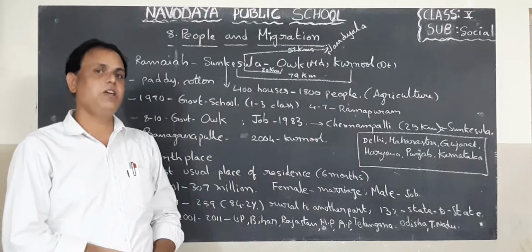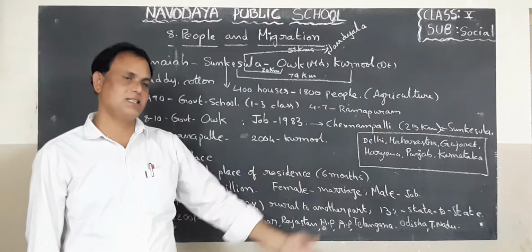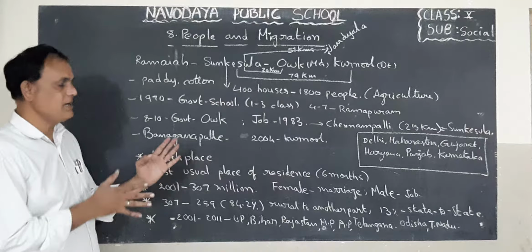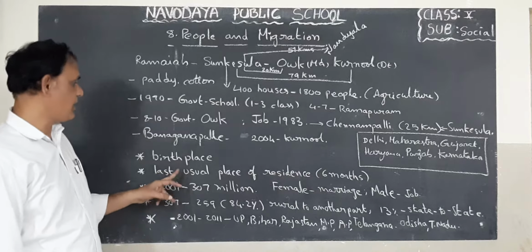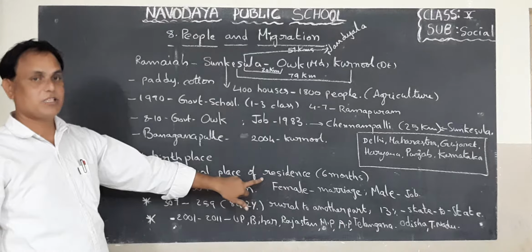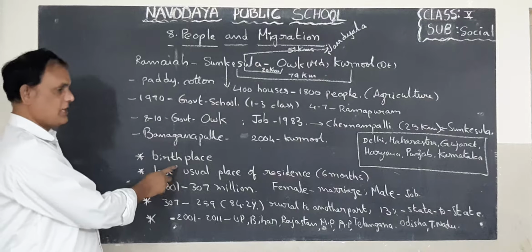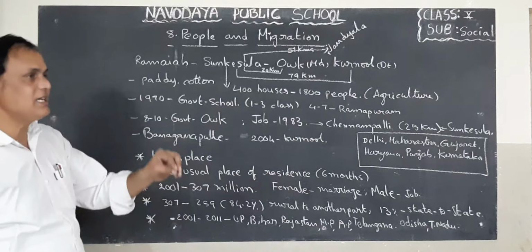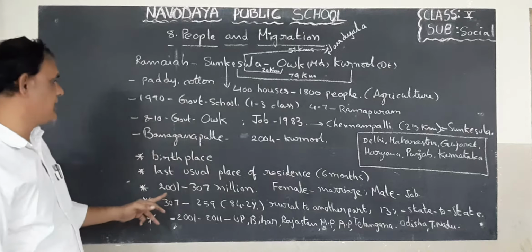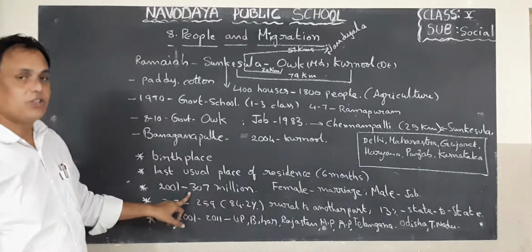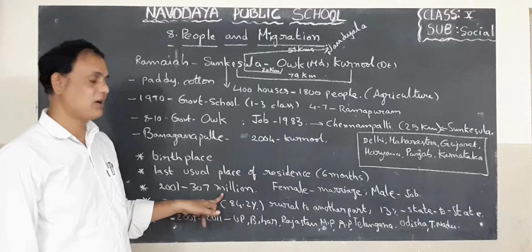But in our country, many people are migrating from their hometown to other cities, towns and villages. So what are the main causes? Here we can consider the birthplace. Second, the last usual place of residence, 6 months and above. These are the main criteria by which we take where a person is residing. According to the 2001 census, in our country, 307 million people are migrants.